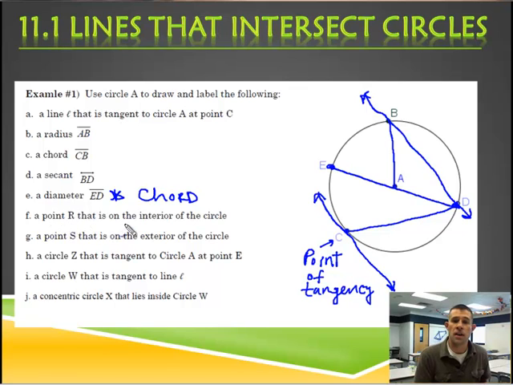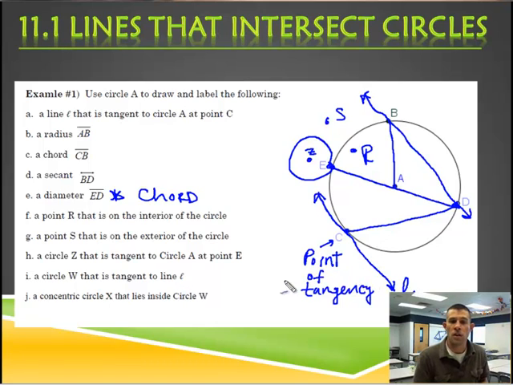A point R that lies on the interior of the circle. Here's a good point for R. Point S that lies on the exterior. There's point S. A circle Z that is tangent to circle A at point E. So if it's tangent to circle A at point E, let's just say here's our circle Z. Circle W that is tangent to line L. Here was line L, remember?